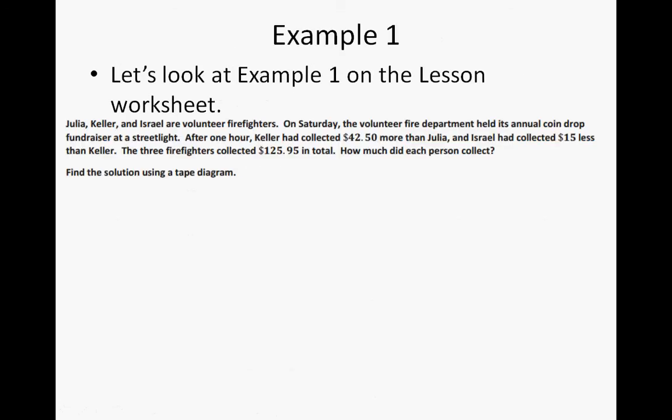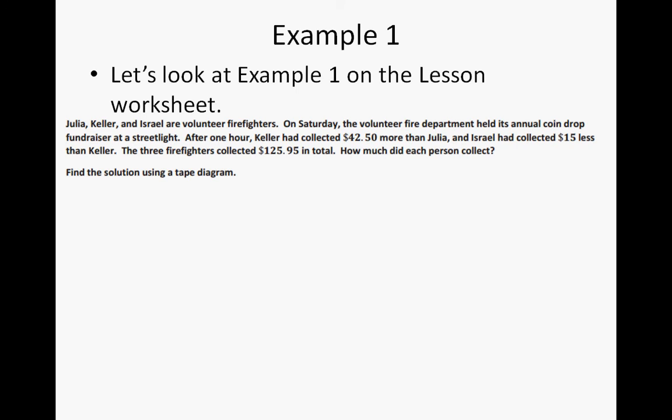Alright, so the rest of this lesson is going to be all about examples, so we're just going to step through these. But again, see if you can predict what you think is going to happen in each step. So example 1 on your lesson worksheet, we have 3 people who are volunteer firefighters and they are collecting money. We have Keller who collects $42.50 more than Julia, and Israel had collected $15 less than Keller, and the total that they collected is $125.95. So based on this information, how much did each person collect?